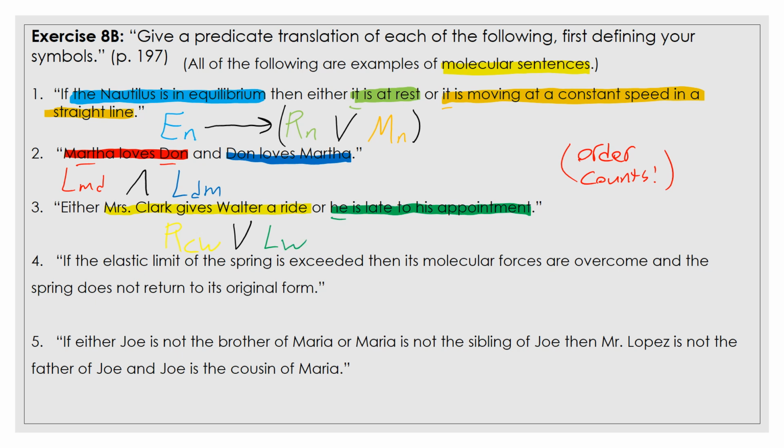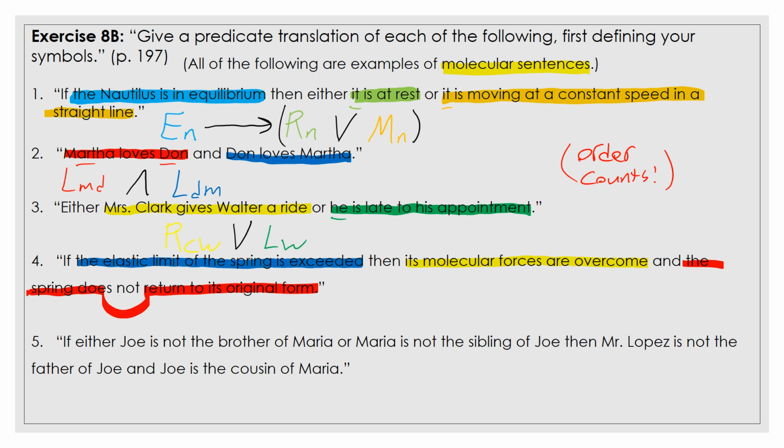Number four. If the elastic limit of the spring is exceeded, then its molecular forces are overcome, and the spring does not return to its original form. With this example, I think it points out the fact, implicitly at least, that oftentimes translating is an art. It's not an exact science, so I can see different ways you can translate this, but here's one way, and then I'll talk about another way.